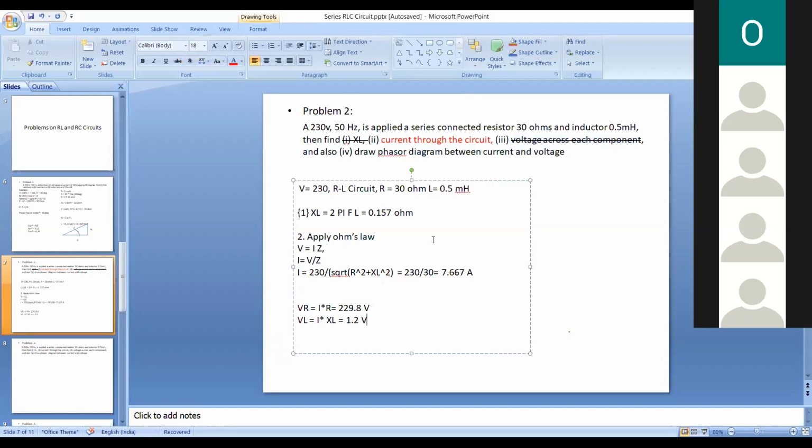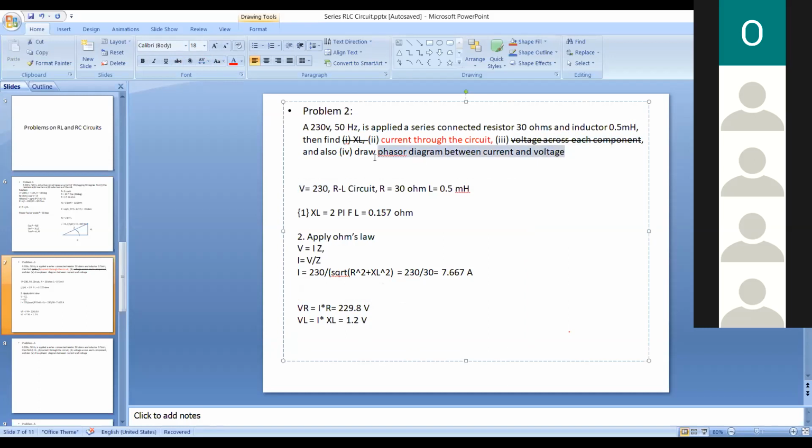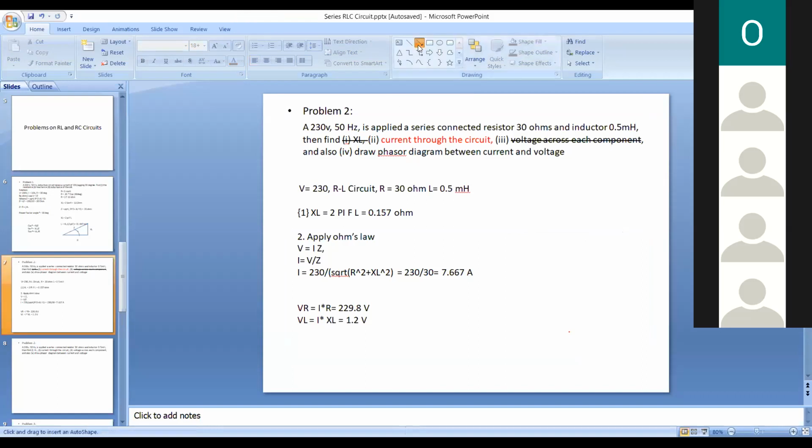And finally, the phasor diagram. How will you draw the phasor diagram? You don't have to fix the scale as such. A rough phasor diagram you can draw. So you can start doing it in your notebook. First, let me take current as the reference.